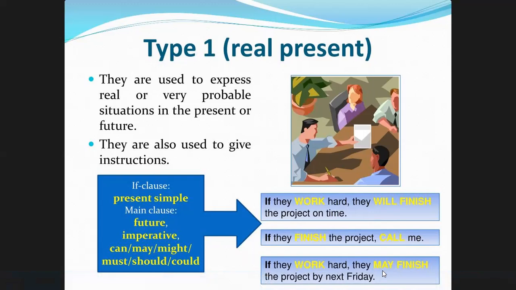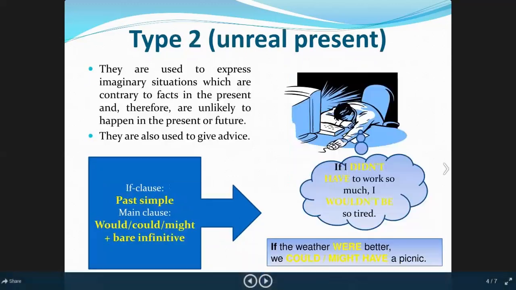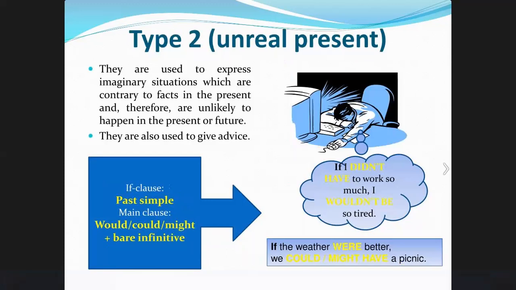So we have discussed the zero conditional sentence and the type 1 conditional sentence. Now, dear learners, move to the third type of conditional sentences, type 2 conditional sentences. And what comes here?